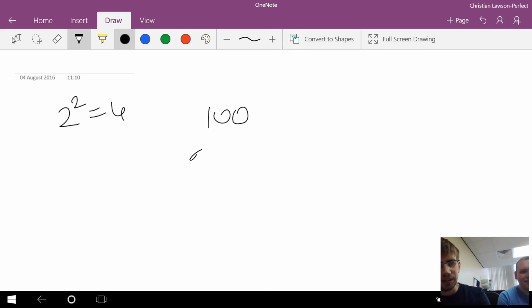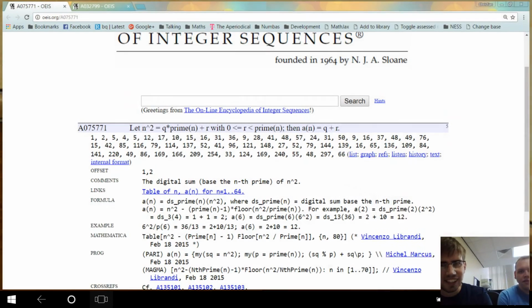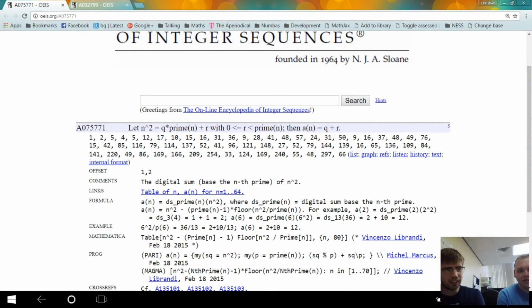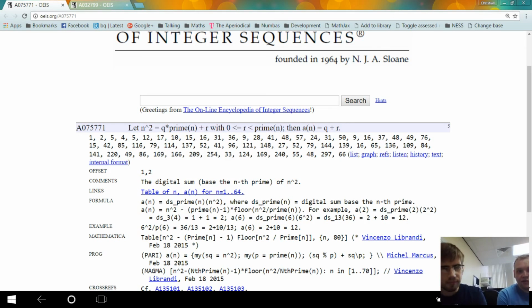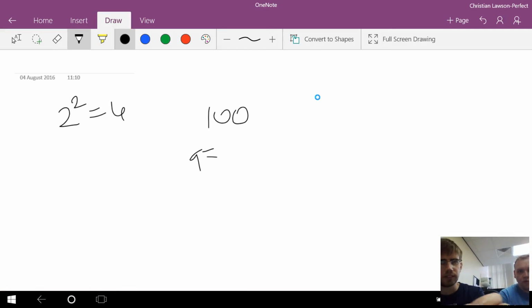So let me try. Q here is... I don't know what we're doing. I don't know either. What term are you trying to work out? We're trying to write it for n is 2. Okay, so we have to write 4, and the second prime. Yeah, the second prime is 3. Digital sum base 3 of 2 squared. Okay. So 4 is equal to 3 times 1 plus 1.